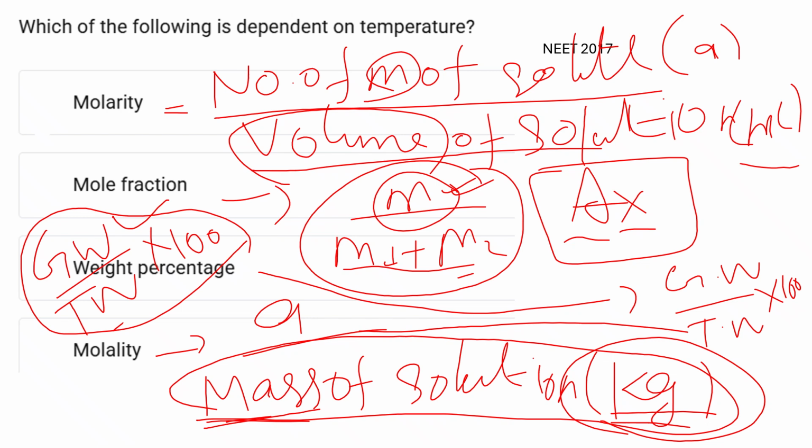Then the one which depends on the temperature is molarity. The key element is volume. Volume, volume. But here it is mass. Don't confuse these two. If we alter the temperature, volume will change.